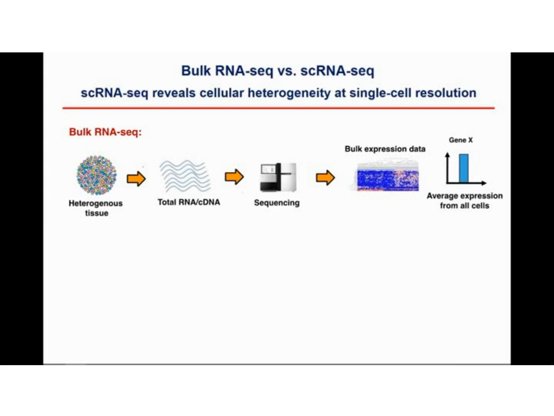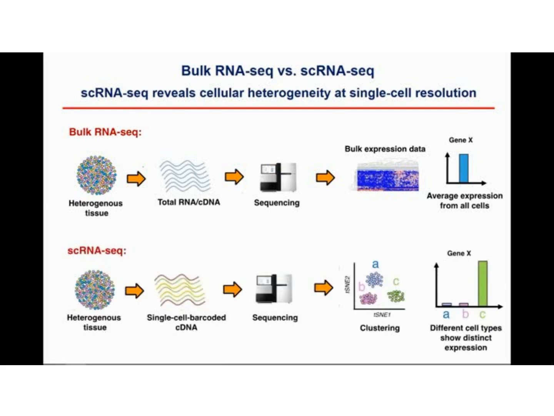One of the problems for bulk RNA sequencing is for heterogeneous tissues, we pool all the RNA, or what we call cDNA, from the different cell types together. And when we perform the sequencing, the gene expression we observe is actually averaged from all the cells. For single-cell RNA sequencing, one of the biggest advantages is that for heterogeneous tissues, you'll be able to barcode our mRNA, which I will discuss in detail in a later slide.